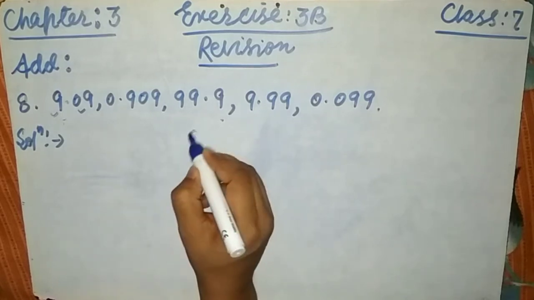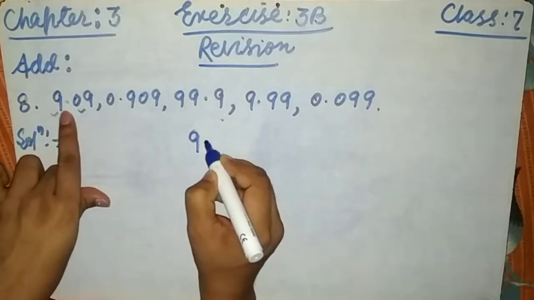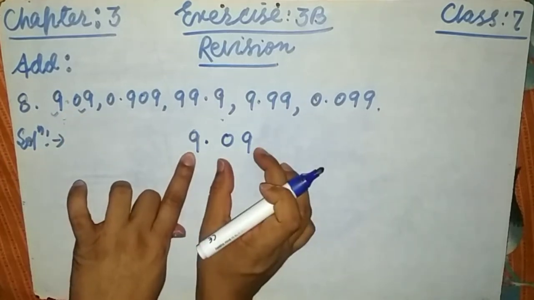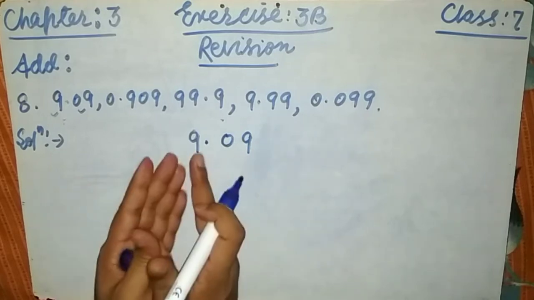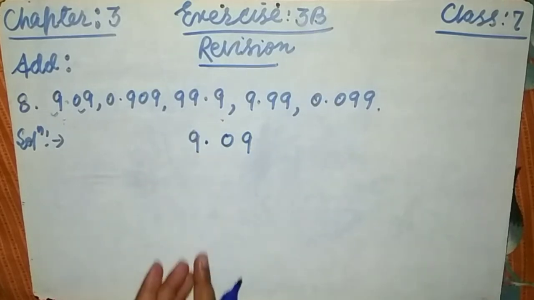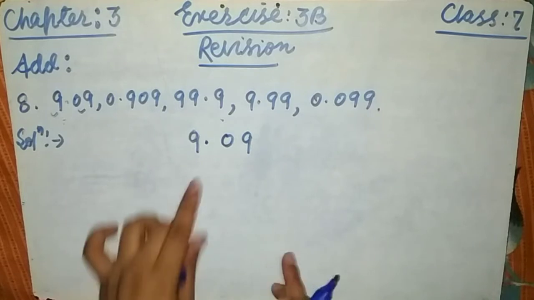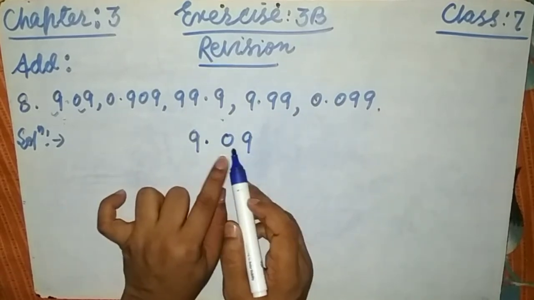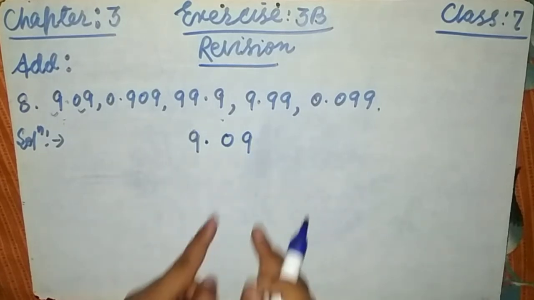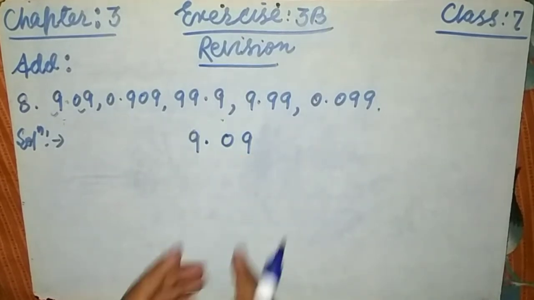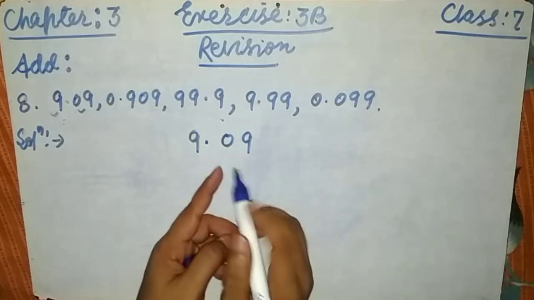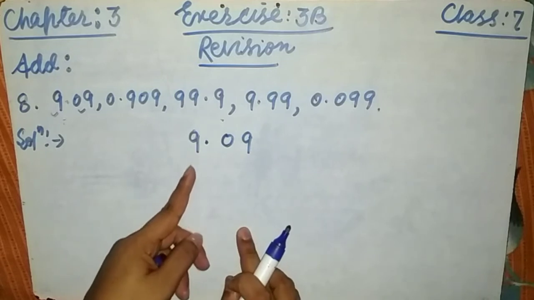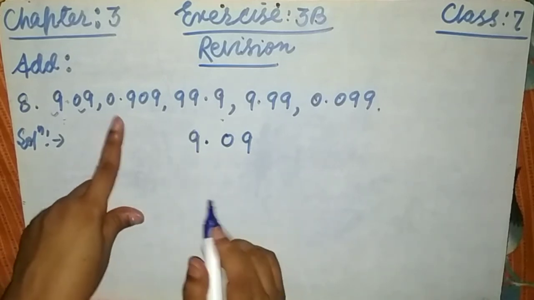Have a look friends, first we are going to write 9.09. This is the integral part, and these are the fractional parts. All integral parts should be in a straight line, integral part along integral part. This is only ones. This is tenths and this is hundredths. So hundredths along hundredths, tenths along tenths, and ones along ones.